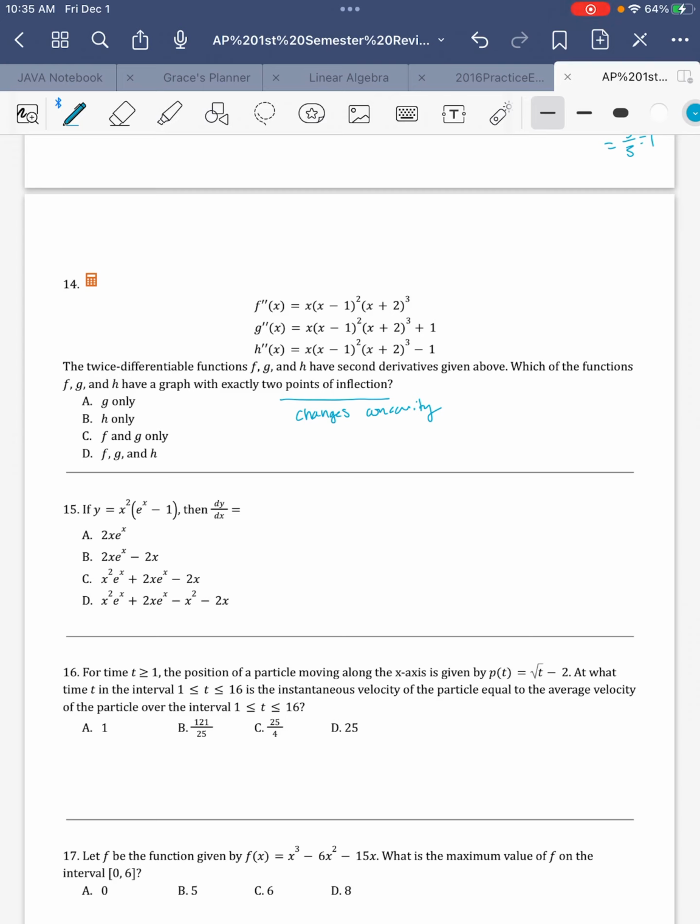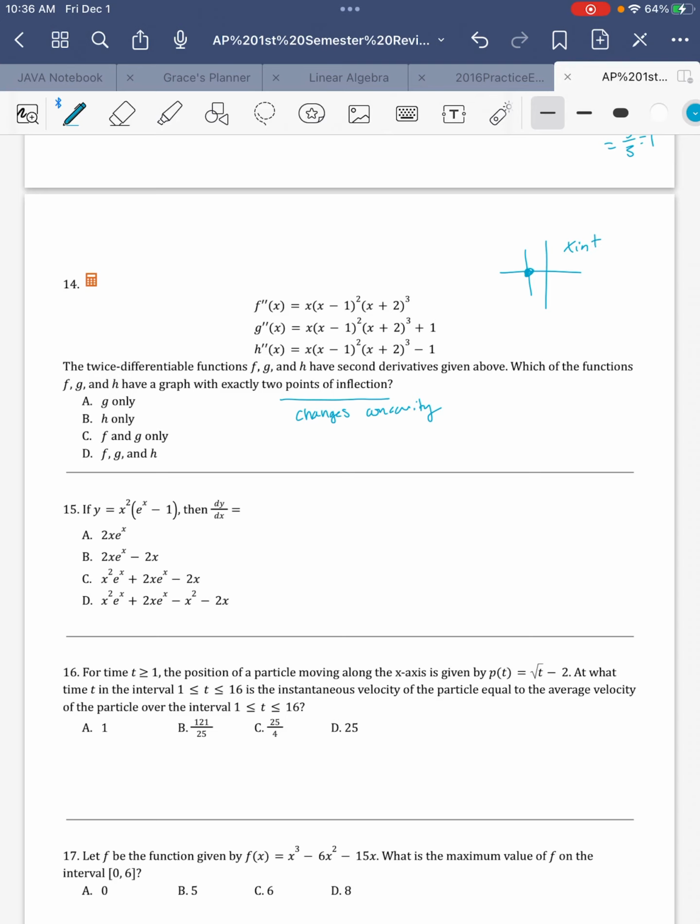So what that means, if we're dealing with the second derivative, is where does our second derivative change signs, right? Because the sign of the second derivative, negative or positive, tells you the concavity. Negative second derivative, concave down. Positive second derivative, concave up. If we switch from negative to positive or positive to negative, we are switching concavity. So we need to figure out which of these equations switches from positive to negative or negative to positive exactly 2 times. And if we're talking about a graph and we're talking about switching from positive to negative, we're talking about an x-intercept. So we're really looking for which of these equations has exactly 2 x-intercepts.